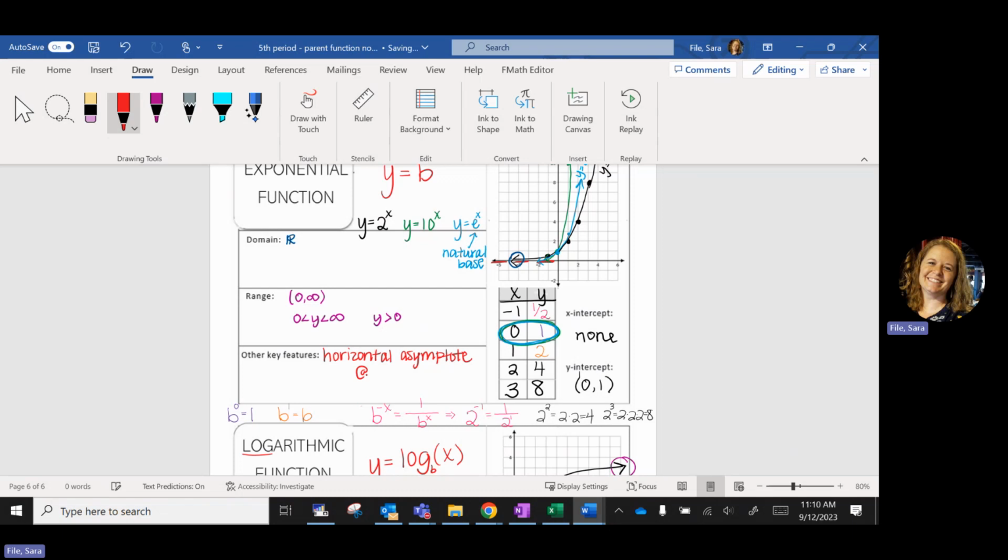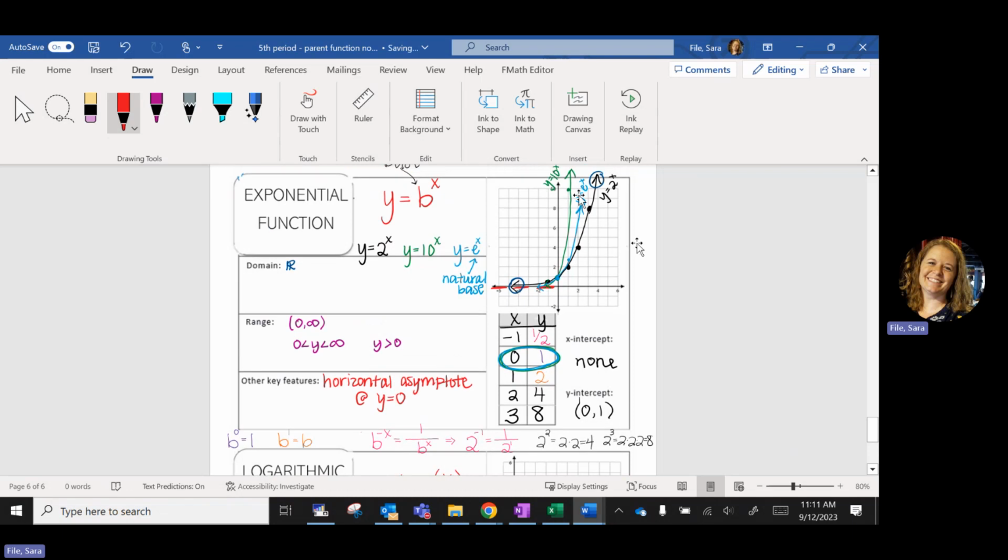Now, a vertical line, I said, was x equals a number because you cross the x-axis. A horizontal line, we talked about this when we did the constant function. It's y equals a number for a horizontal line, right? And this is crossing the y-axis at 0. So this is a horizontal asymptote at y equals 0.